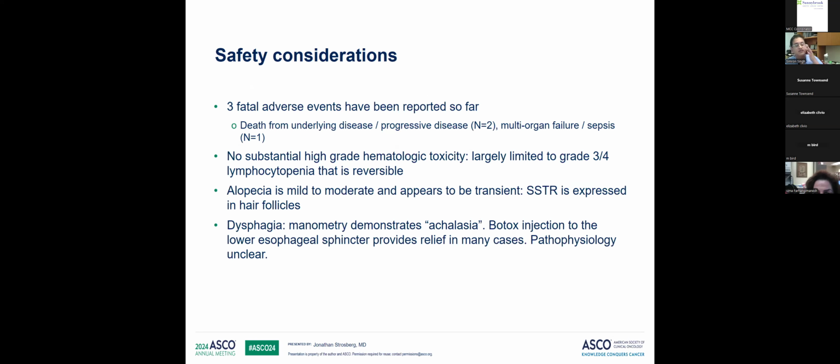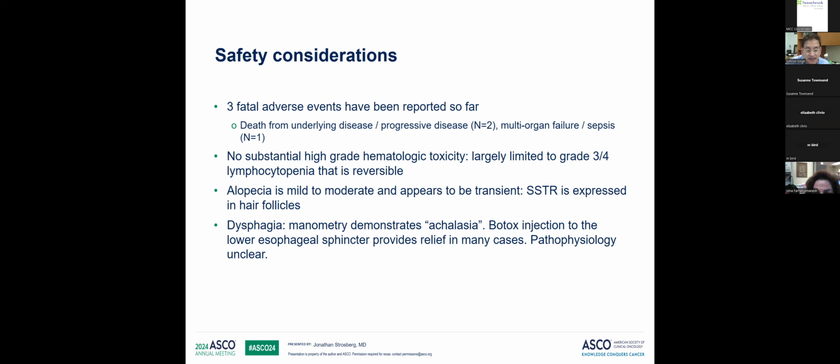So, in terms of safety, which I think was a key part of this, they saw 3 fatal adverse events. This was death due to underlying disease in 2 patients and multi-organ failure or sepsis in 1. I don't have the causal attribution for that case. As I mentioned, the hematological toxicity was grade 3-4. That was reversible, but we want to see if that's an indicator for later MDS. The alopecia was mild to moderate. It was mostly all grade. However, this does appear to be higher than what we've seen in other PRRT trials.